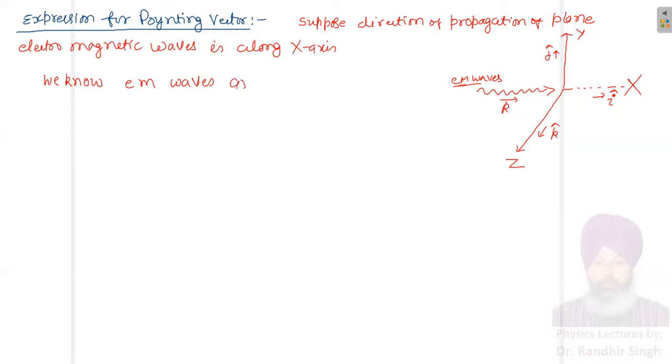Waves are transverse. We know this. So, k vector, that is direction of propagation, and E vector, that is instantaneous value of electric field, and B vector, that is instantaneous value of magnetic flux density or magnetic induction. All these three vectors are mutually perpendicular. We know this. I have already proved this.